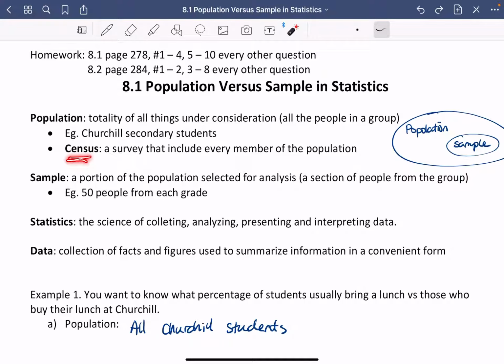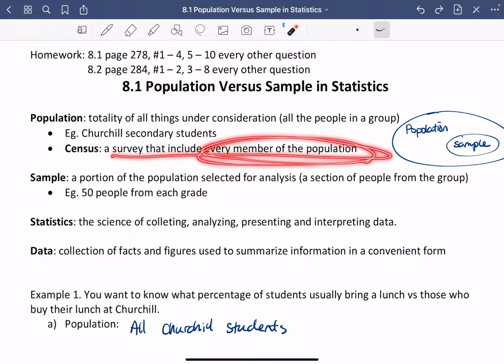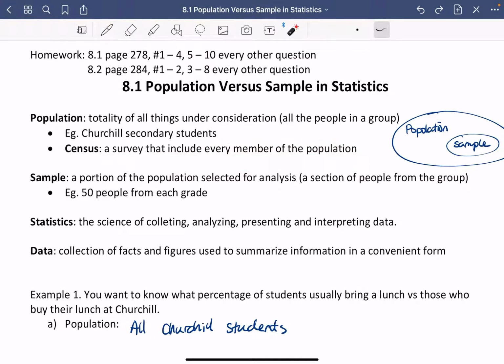Okay, census. Census is a survey that includes every member of the population. So you want to ask every single student in Churchill. If you do that, then that's a census.